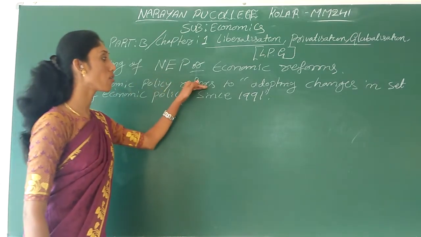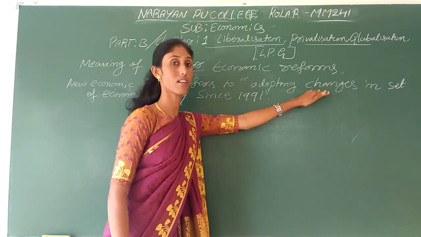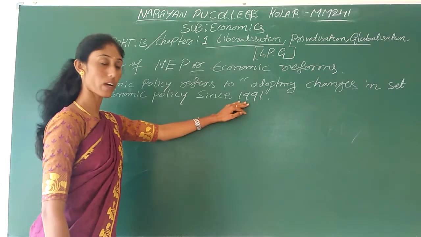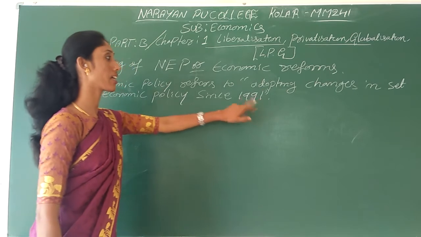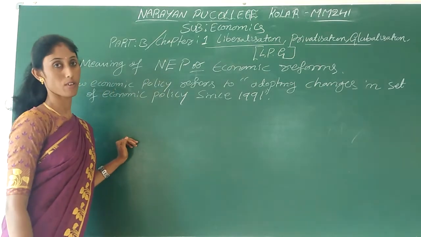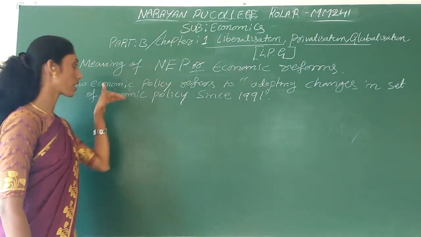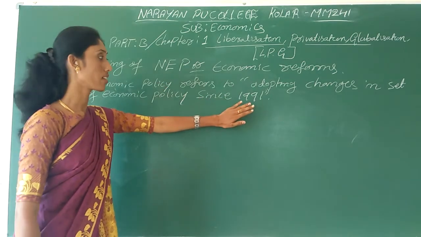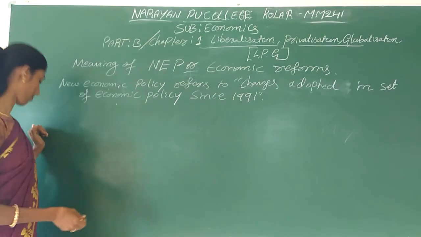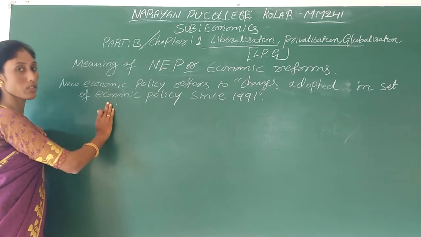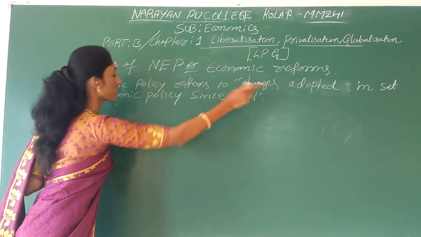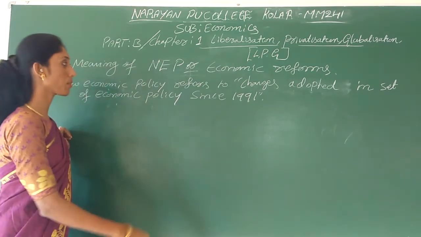The new economic policy or economic reforms refers to adapting or adding changes in the set of economic policy since 1991. All these changes whatever we have adapted since 1991 in our set of economic policy are called the new economic policy or economic reforms. I hope you understood: whatever changes we have adapted in our set of economic policy since 1991, that is nothing but the NEP, the new economic policy. You understood the meaning, right? Changes adapted in the set of economic policy since 1991 is nothing but the new economic policy.